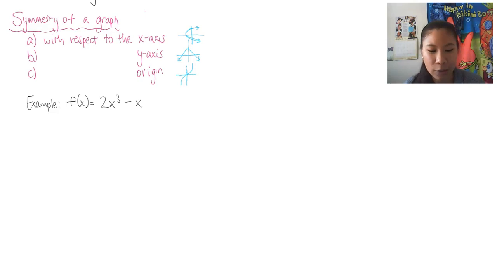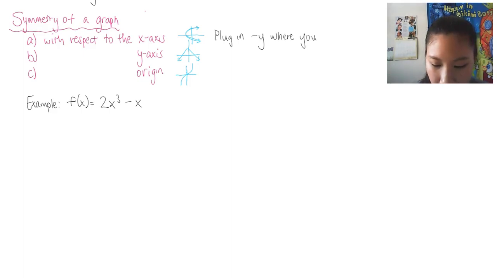So in order to test for symmetry with respect to the x-axis, what we want to do is plug in negative y where you see y. And then you're going to simplify. So instead of f of x, that really just is y. So I'm going to plug in negative y there instead.